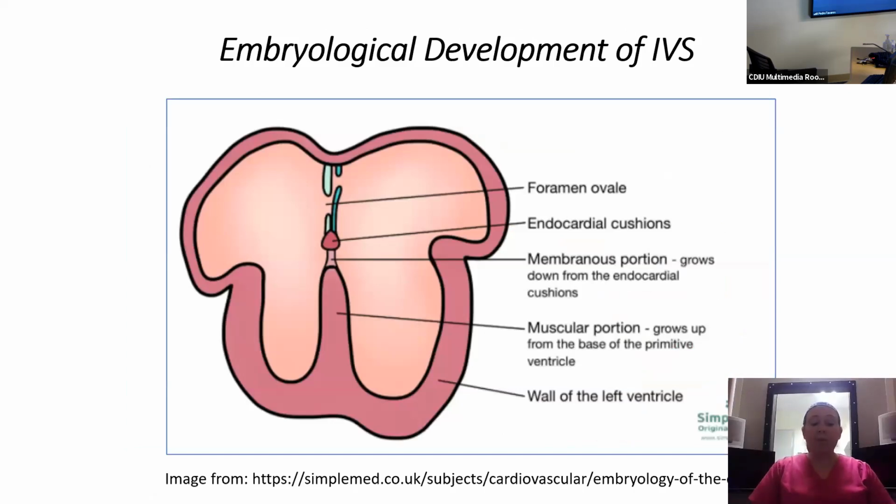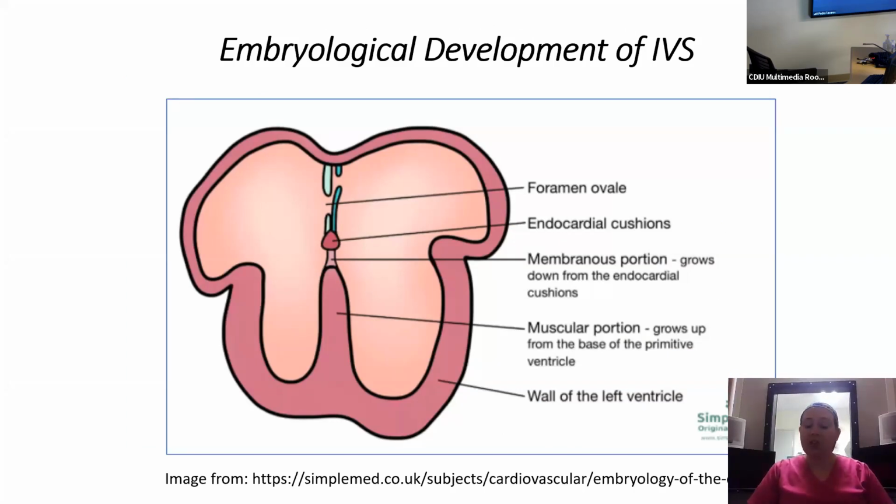IVS has multiple embryological origins. It forms from three septa, namely the muscular, the outlet, and the inlet septa. If during embryological and early fetal life there is abnormal completion of the IVS, a VSD will form.